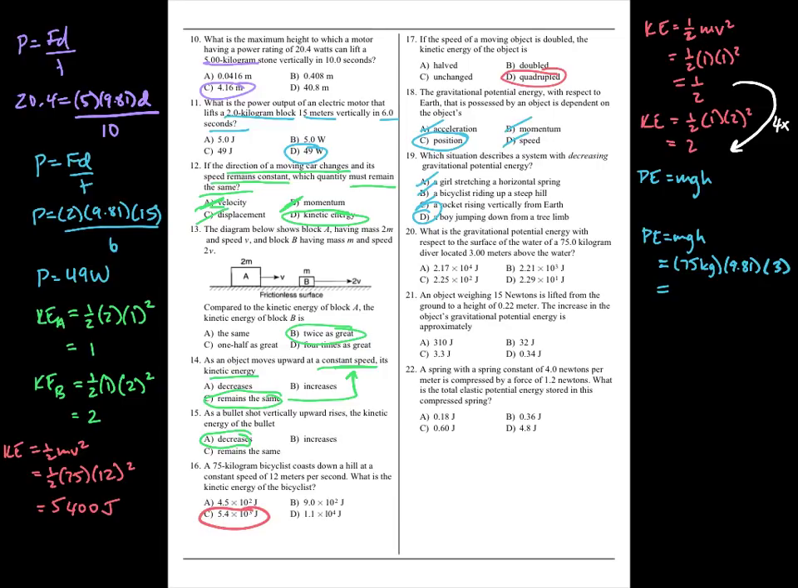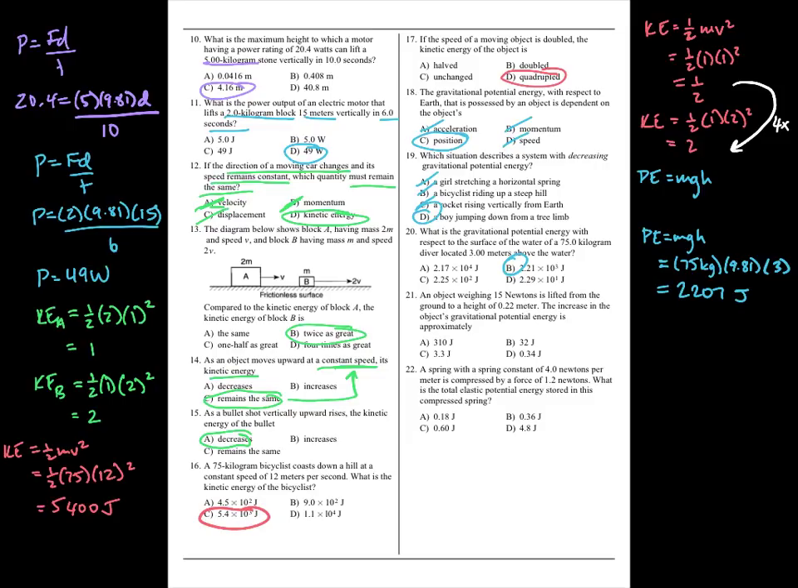Okay. 75 times 9.81 times 3. Let's do this math. You should get 2,207 joules. Okay, so that's choice B. Number 21.